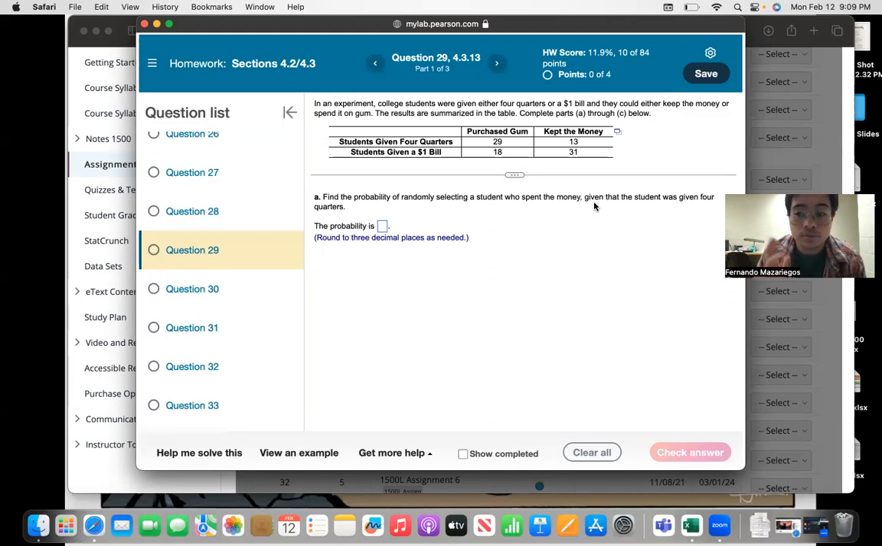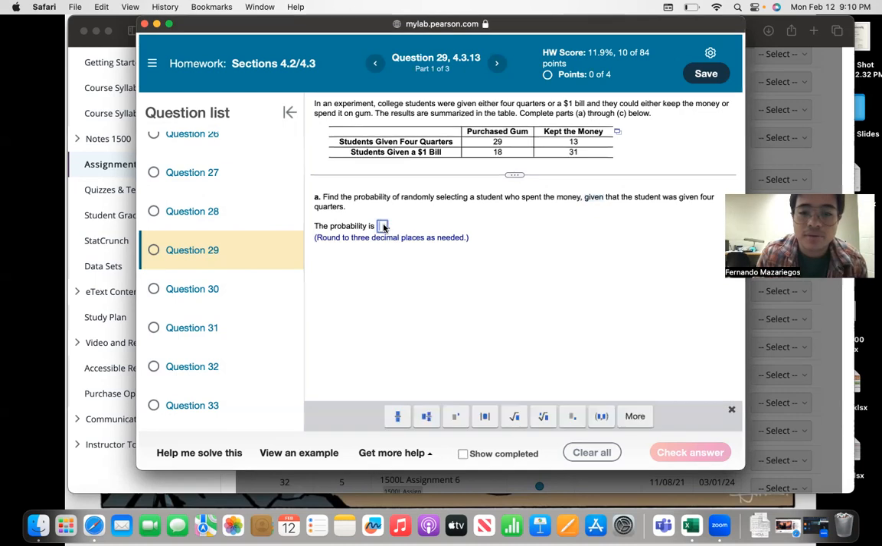a conditional probability. The key word here is given. Whenever we see that word given, that means this is a conditional probability. We have a formula for this. The probability, let me see if I can write it here, of A given B is the same as the probability of A and B over the probability of B.